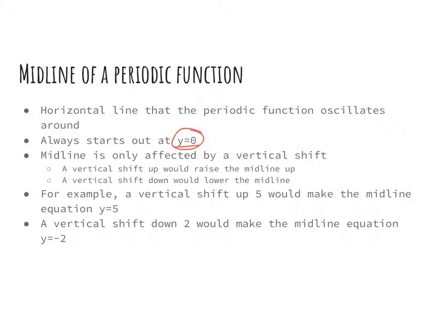However, if we have a vertical shift going up, we're going to raise the midline up, whatever the vertical shift was. If the vertical shift is down, we're going to lower the midline, however far the vertical shift was. For example, if we had a vertical shift up 5, we would add 5 to this 0, and our new midline equation would be y equals 5. If we shifted it down 2, we would subtract 2 from that 0 and get a midline equation of y equals -2. So if it's up, we add to 0. If it's down, we subtract from 0. And again, however far we've shifted tells us how far our midline is moving.